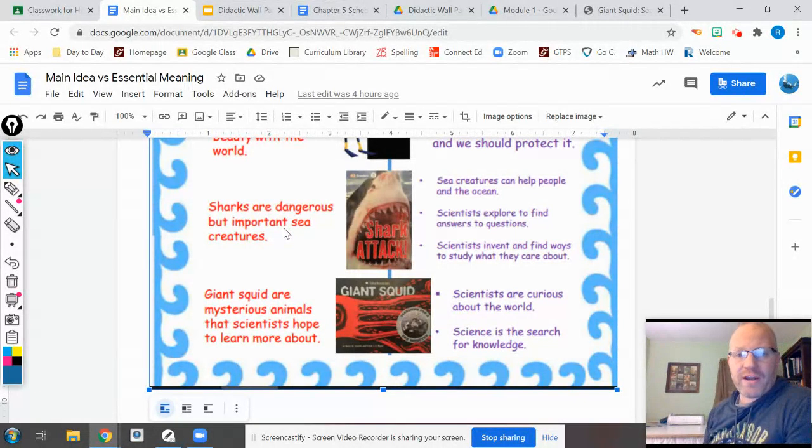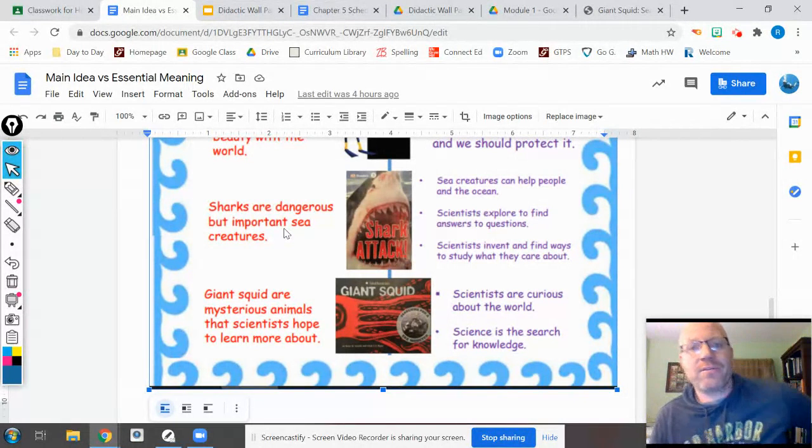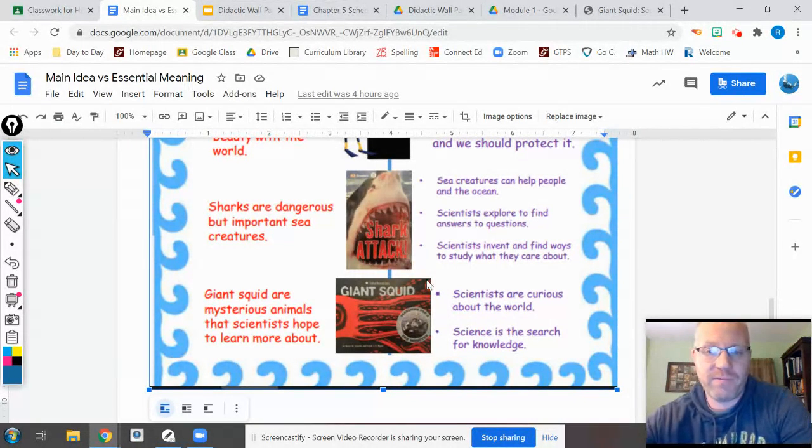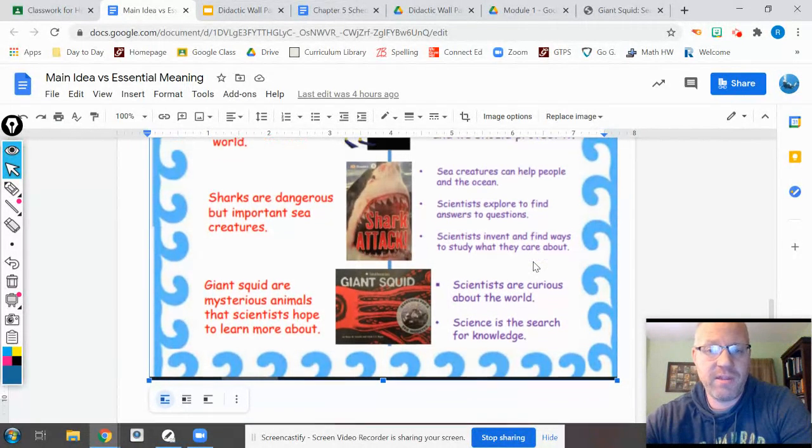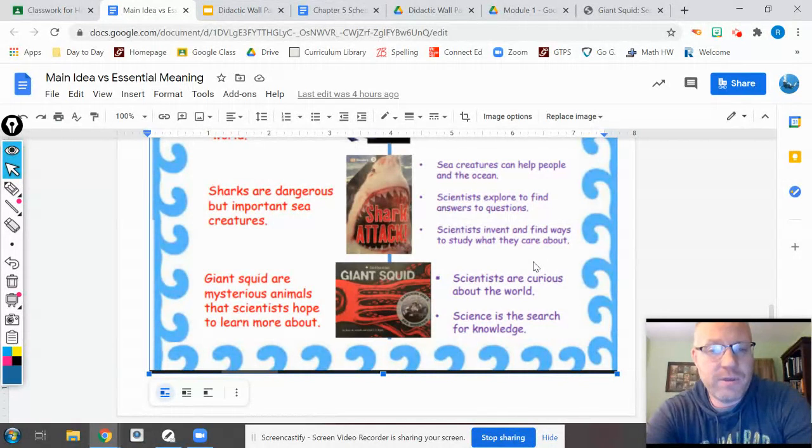Scientists explore to find answers to questions. Scientists invent and find ways to study what they care about, just like Rodney Fox. He still studied the shark even though a shark attacked him. But that's because he really cared about the sharks and he really wanted to study them more. Which brings us to our last book, Giant Squid.